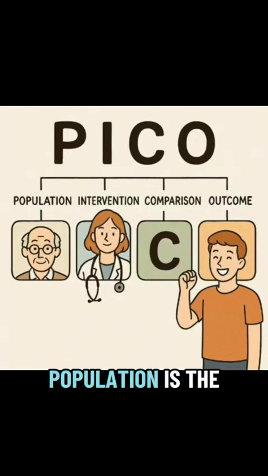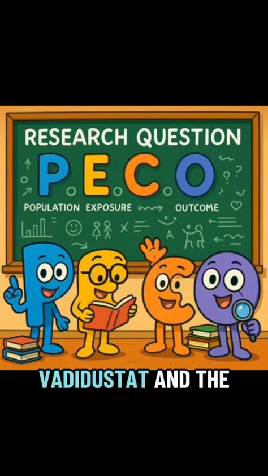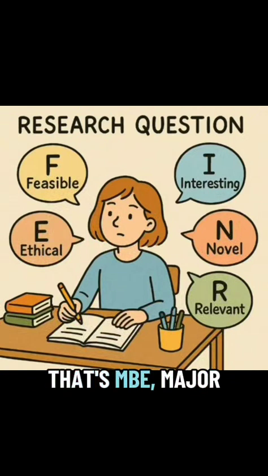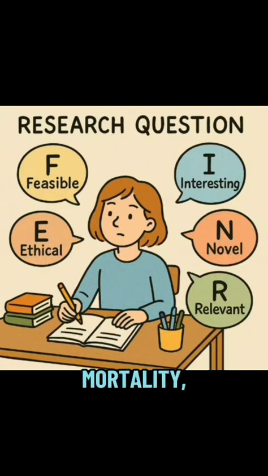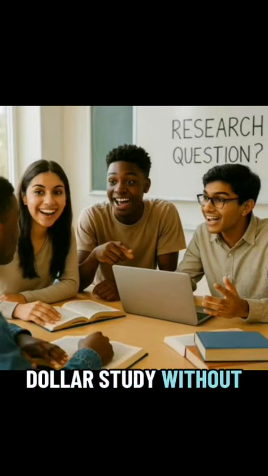The P, the population, is those CKD patients with anemia. Okay, got it. The intervention is vadadustat, and the comparison is darbepoetin alpha. Two different drugs. And the outcome? That's MACE, major adverse cardiovascular events. And they even define that precisely. Mortality, non-fatal stroke, or non-fatal heart attack. You can't start a multi-million-dollar study without that level of precision.